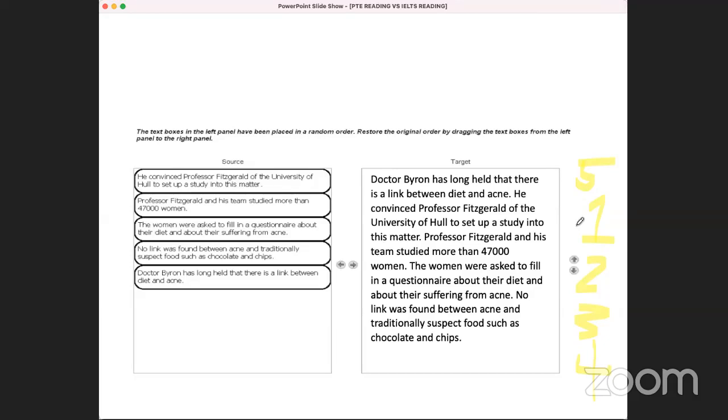Now, for those people who wrote a different answer, if you got 2 right, then you get 1 point for that. So for example, if you got 1, 2 right, or 3, 4 right, then you get 2 points for that. So there you have it. That's reorder paragraphs. Much easier compared to the types of questions that you can encounter in your IELTS.